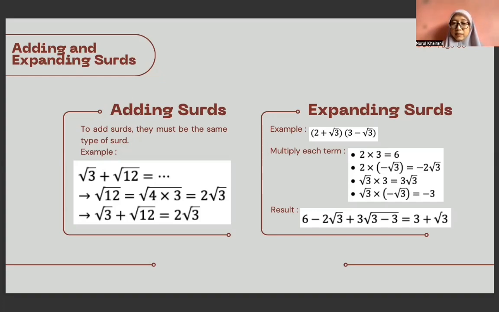For expanding surds, we multiply the terms carefully. For example, when multiplying two brackets that contain surds, we multiply each term inside the first bracket with each term inside the second bracket. This is similar to algebra expansion. After multiplying, we simplify the result if possible.